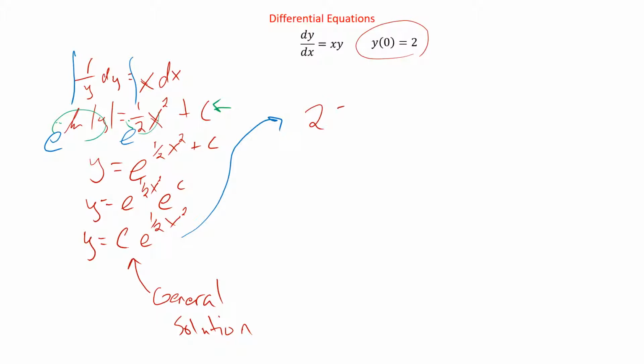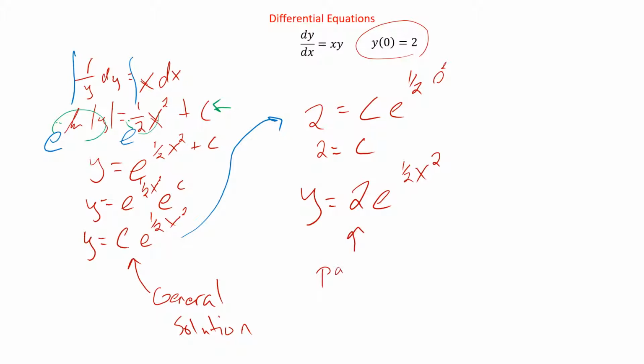We'll go 2 equals c e to the 1/2 0 squared. 1/2 0 squared is just 0. E to the 0 is 1. It is not 0. Common mistake. E to the 0 is 1 times c. We get 2 equals c. And then we can plug that back into that equation to get y equals 2 e to the 1/2 x squared. And this is what's called a specific or a particular solution.